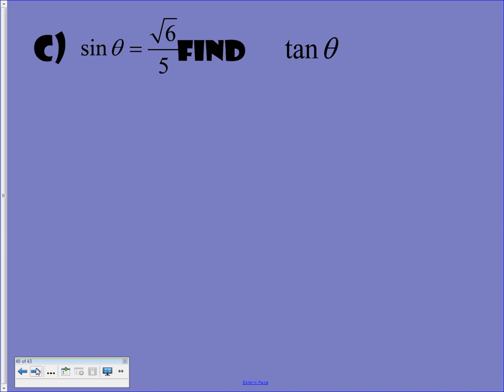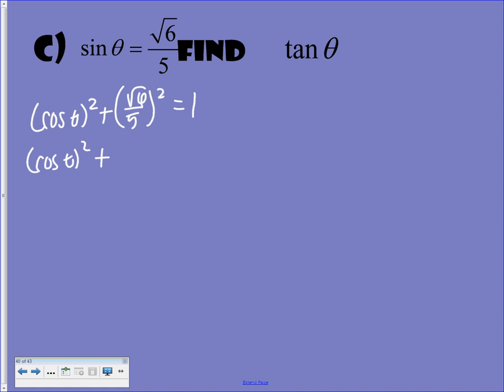Now this one's kind of tricky because it says find the tangent. Well, I can't find the tangent until I have the sine and the cosine. So it's kind of tricky because you really have to do everything we just did for one question. Start with a Pythagorean identity. So cosine of theta squared plus sine of theta, so square root of 6 over 5, squared equals 1. So I know that I've got cosine of theta squared plus square root of 6 squared is 6, 5 squared is 25, equals 1.